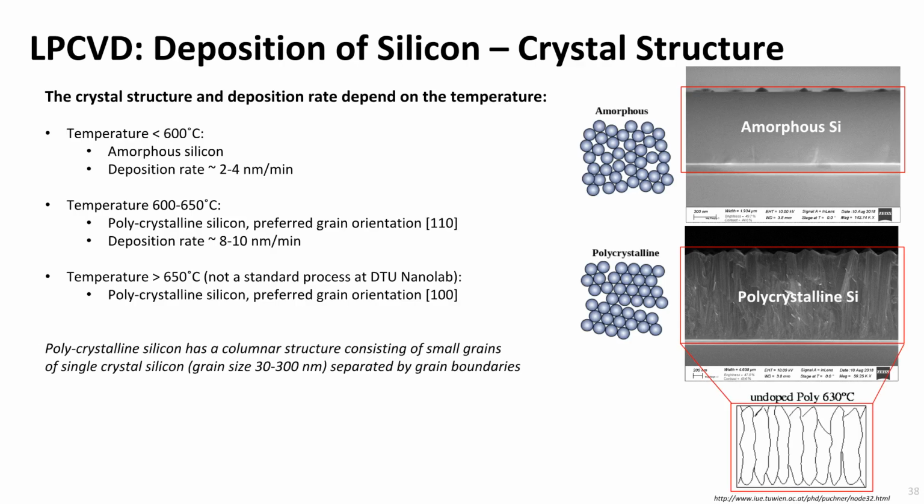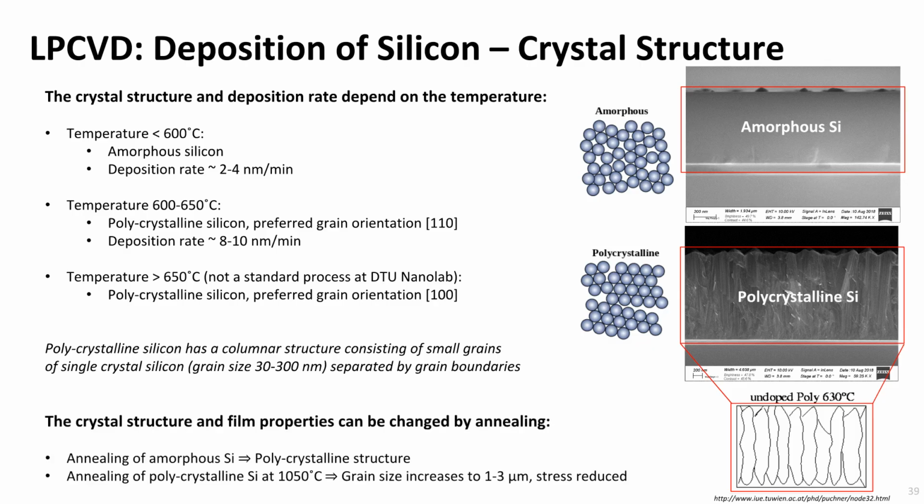Polycrystalline silicon has a columnar structure. It consists of small grains of single crystalline silicon separated by grain boundaries. These grains will grow from the wafer surface and upwards. The grain size of polysilicon significantly impacts its electrical properties and device performance. The deposition temperature and post-deposition annealing can significantly influence the grain size. Higher deposition temperatures as well as annealing after deposition can significantly increase the grain size.